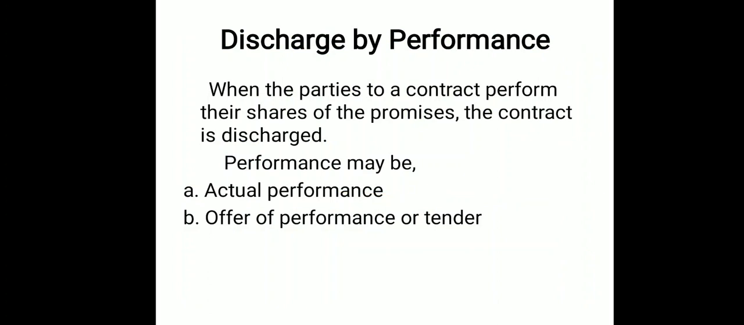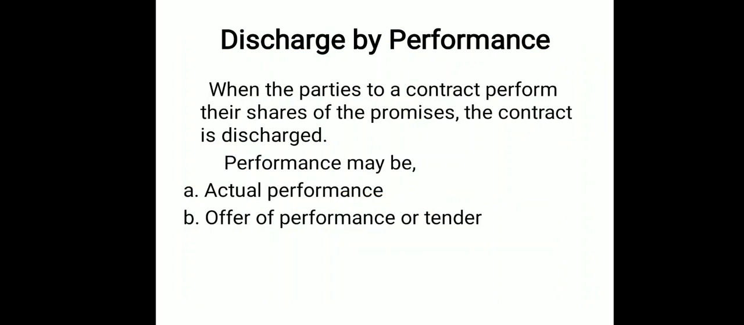Earlier we learned the performance types. Performance may be actual performance or offer of performance, or tender. Actual performance is very simple: the parties to the contract have performed their respective promises. Suppose, in our old example, I agreed to sell you a red color Audi car and you agreed to pay me 5 lakh rupees. I delivered the Audi car on the agreed date, time and place, and you paid me the 5 lakh rupees. This is actual performance, and the contract is complete, terminated, discharged.